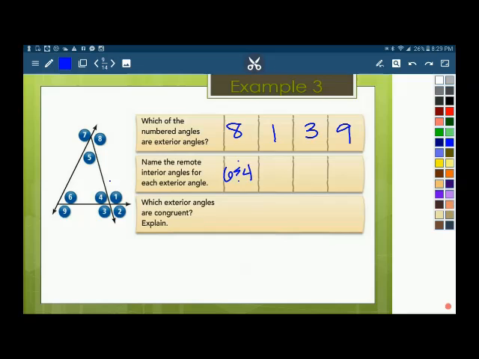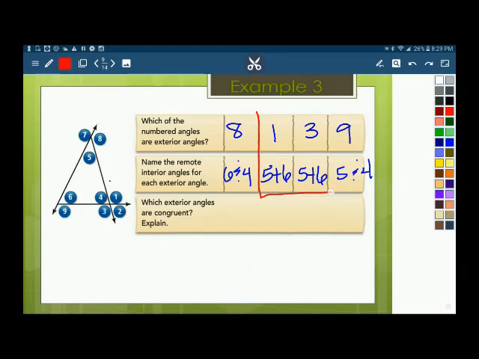Okay, now if I just look at angle 1, I do not want to pick the one adjacent to it, so it's 5 and 6. Angle 3 is actually going to be the same thing because 3 is also adjacent to 4. And then lastly, angle 9 is adjacent to angle 6, so the remote interior angles to angle 9 would be 5 and 4.